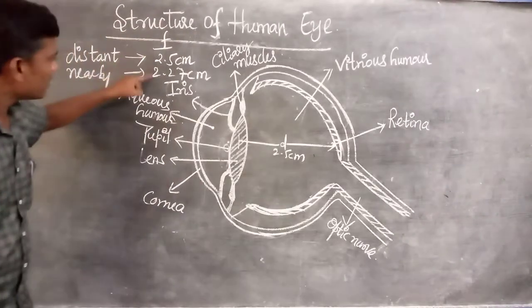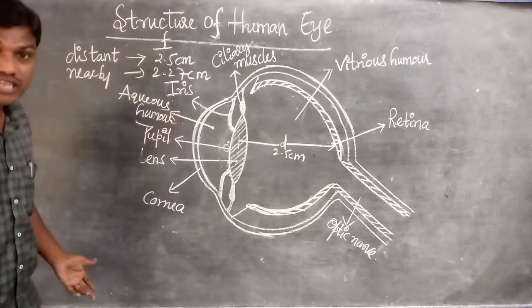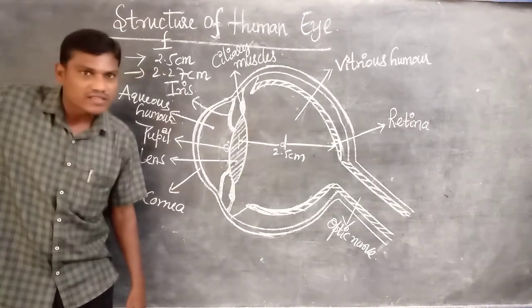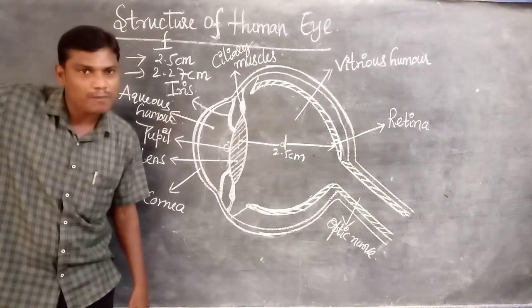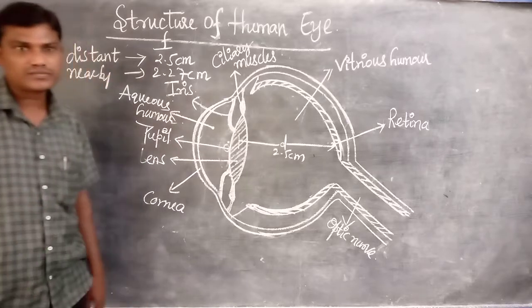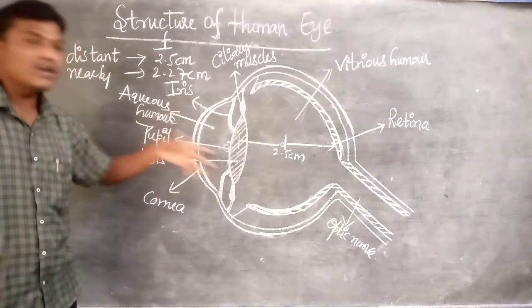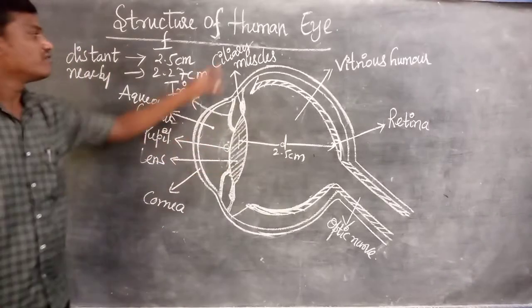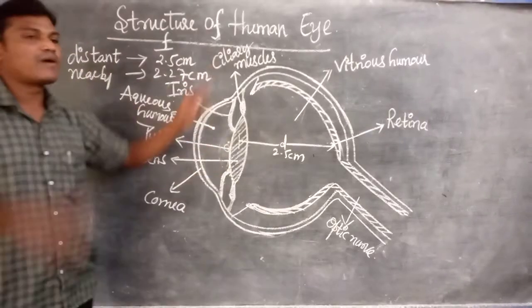So does the focal length value change or not? How does it change? Generally, a lens made of glass or plastic, which we use in laboratories, does not change its focal length once made. But here, the focal length changes. How is it possible? With the help of the ciliary muscles only.